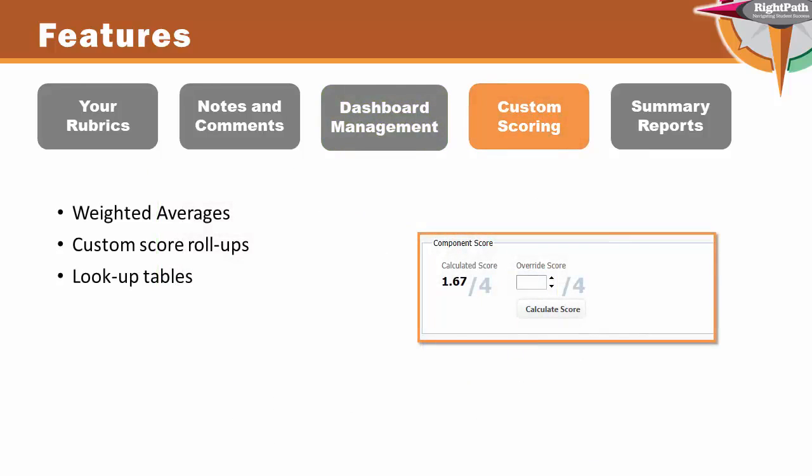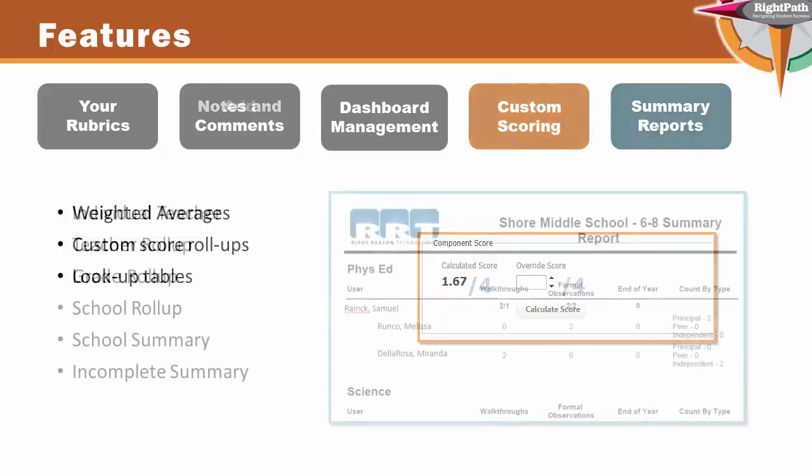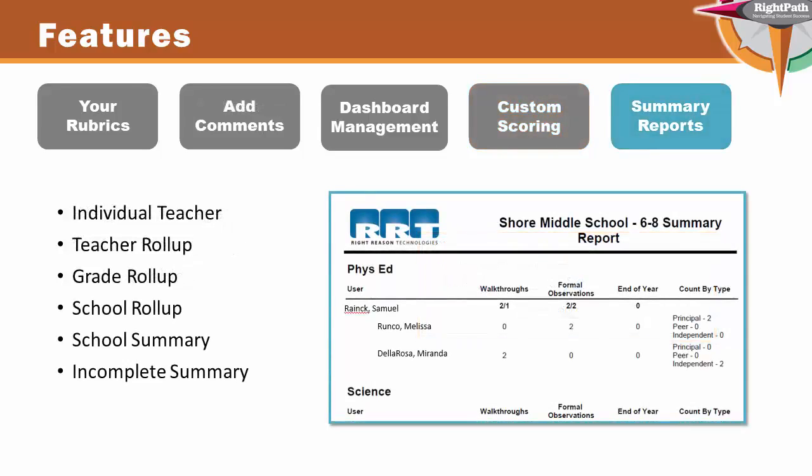Custom scoring. Using our custom scoring and rules engine, we can help you set up all of your weighted averages, custom score roll-ups, and lookup tables. And lastly, summary reports. Reports are available in a few different formats. What you're seeing here is our most popular report, which is the school summary report. Notice teachers have designated numbers of required observations, and it will summarize how many have been completed. And now we're going to take a look at the workflow of conducting an observation.